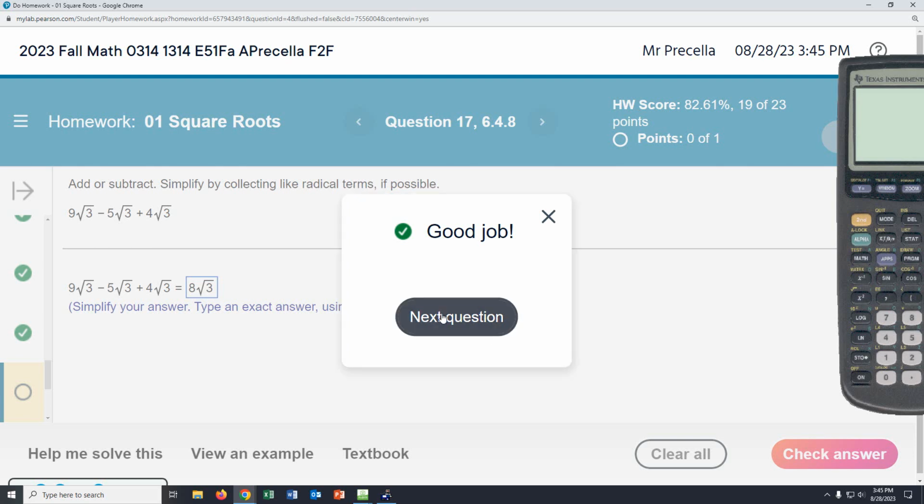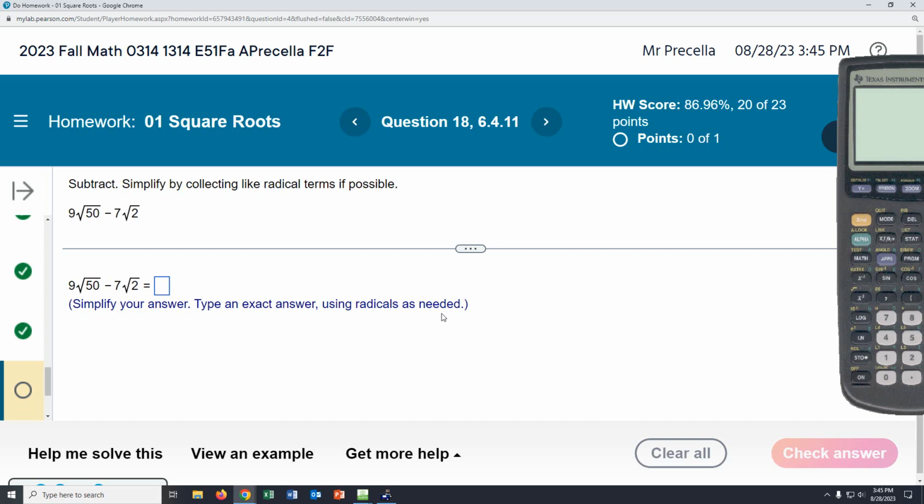Any questions there? So you must have the same number under those square roots. And if you're thinking to yourself, what the heck are we going to do if there isn't the same? Well, you better be able to simplify the square roots so that you get the same number. Number 18 answers the question, what do we do if they don't have the same number?